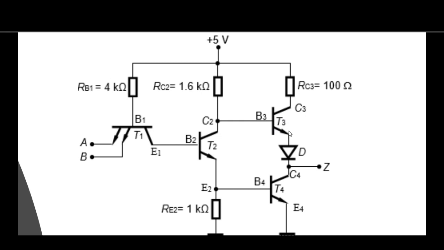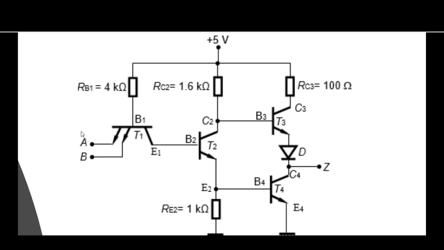Due to the transistor T3 turning on, the 5 volt will appear at the anode of the diode D and make the diode D forward biased. As the diode D gets forward bias, this 5 volt appears at the output Z. This way, the NAND gate follows 0, 1 will result into the output 1.